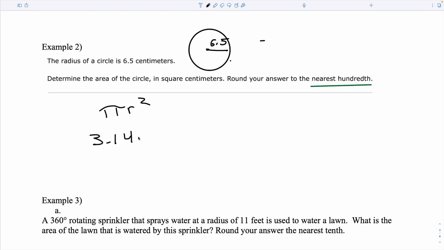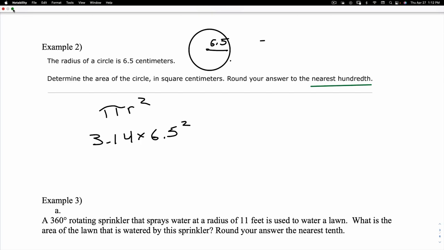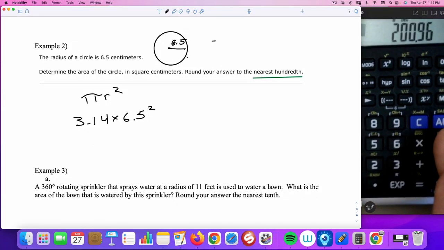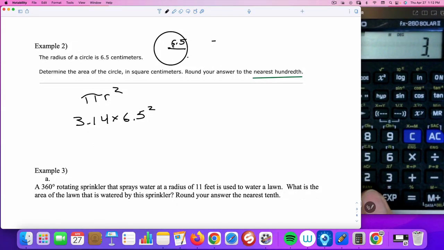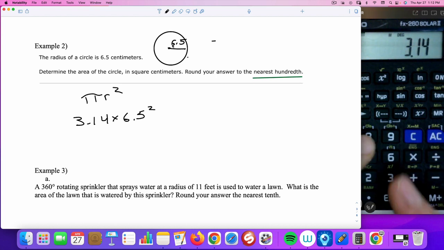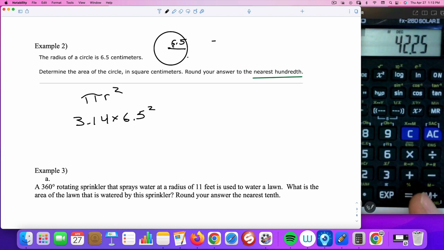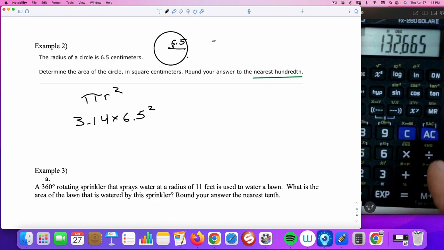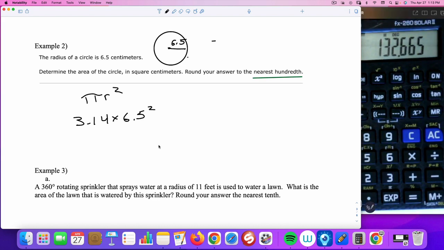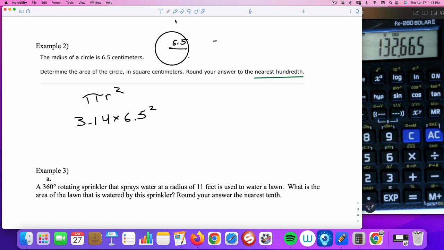3.14 times 6.5 squared. Get in the habit of plugging it into your calculator right now. 3.14 times 6.5 squared. I got 42.25. What's my blunder? I didn't hit the equal sign. It should be 132.665.